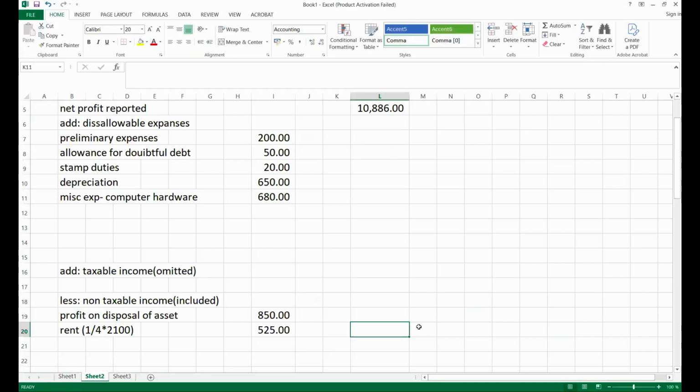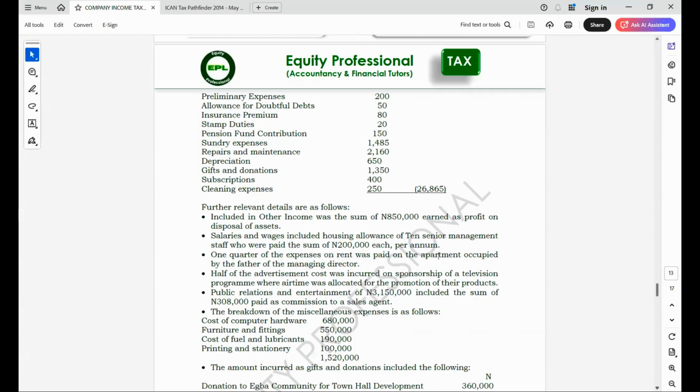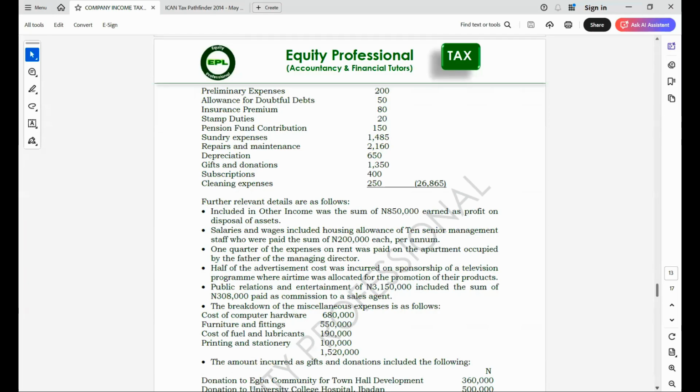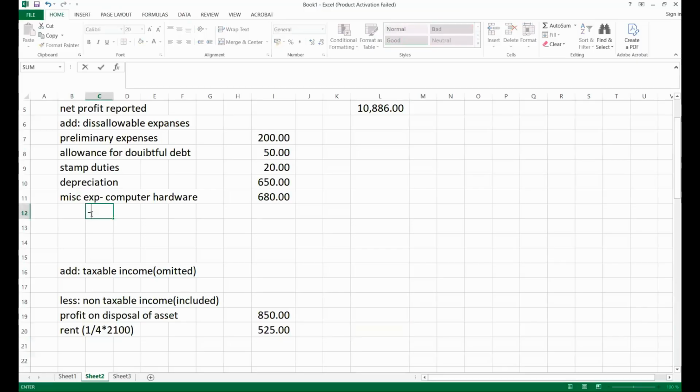Then after that, we also have cost of furniture and fitting. What category of asset is furniture and fitting? It is also a non-current asset. It will be available for capital allowance claim, 550. So that will also be disallowed. Furniture and fittings, 550.